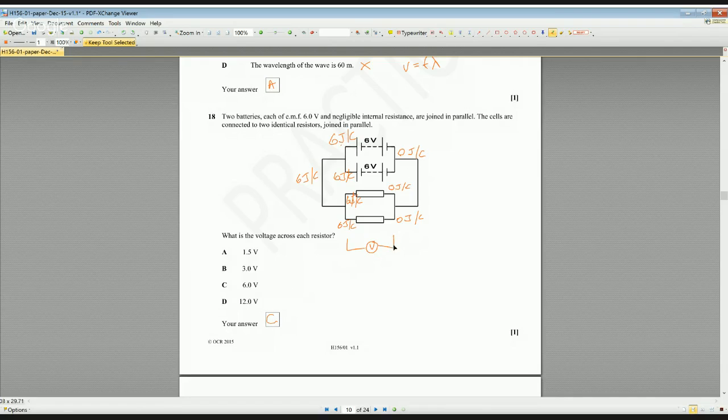I mean, that was a very long-winded way of explaining exactly what's happening, but the rule is that the very definition of what a parallel branch is, is that all parallel branches are at the same potential difference. All of these branches here have to be at 6 volts.